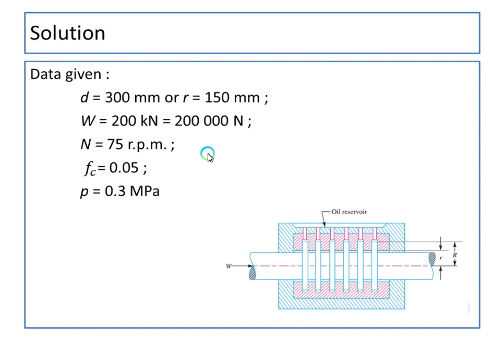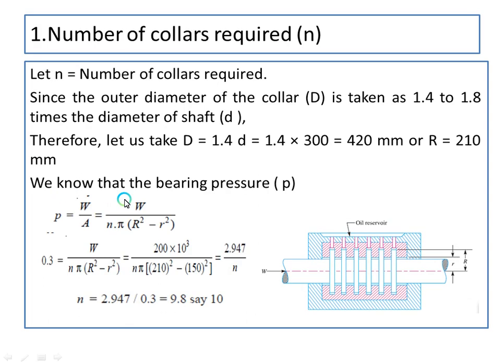So one is the diameter. He has given the diameter of the shaft as 300 mm, or the radius can be taken as 150 mm. And for this condition, the load acting axially on the shaft is 200 kilonewton, that is 200 into 10 power 3, or 2 lakh Newton. The speed he has given in terms of rpm, that is 75 rpm, and the coefficient of friction experienced by the collar, we call it collar friction, is 0.05, and the pressure developed in the bearing is 0.3 MPa.